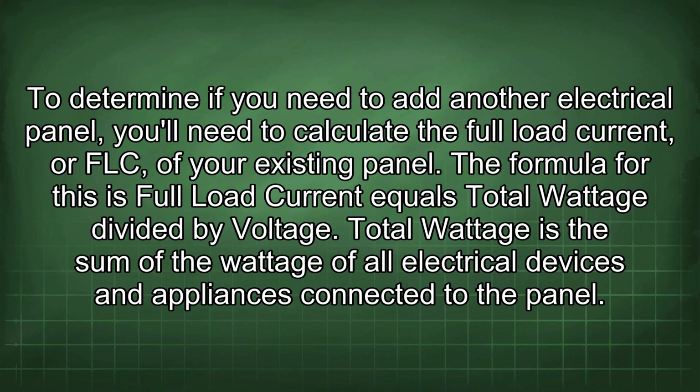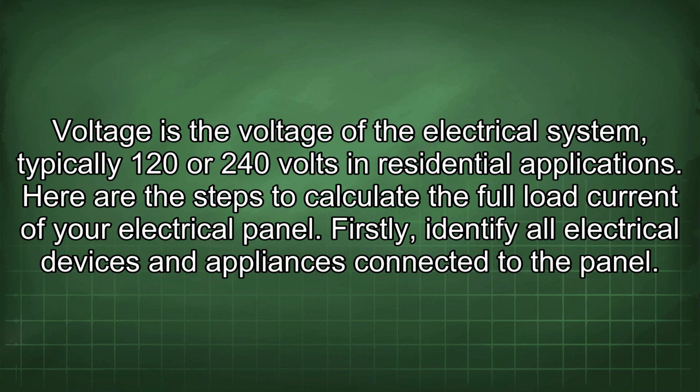To determine if you need to add another electrical panel, you'll need to calculate the full load current, or FLC, of your existing panel. The formula for this is full load current equals total wattage divided by voltage. Total wattage is the sum of the wattage of all electrical devices and appliances connected to the panel. Voltage is the voltage of the electrical system, typically 120 or 240 volts in residential applications.